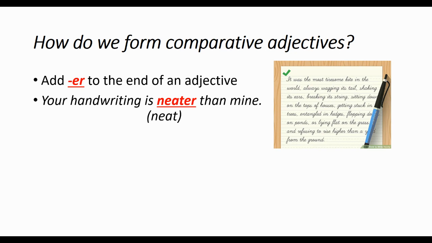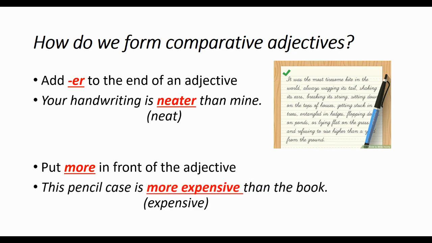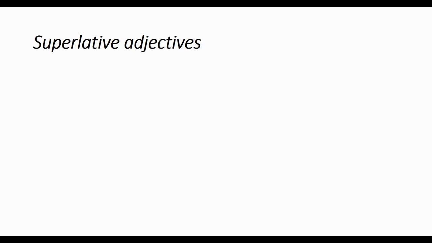I can also form comparative adjectives by putting the word more in front of the adjective. For example, this pencil case is more expensive than the book. I can't say this pencil case is expensive than the book because it sounds really weird and awkward. So for such adjectives, I will use the word more and then I have to put the word than at the back of the adjective as well.